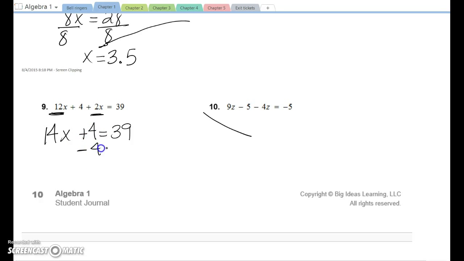So subtract 4 from both sides. So 14x equals 35. Now we're going to divide by 14. And x gives us 2.5.